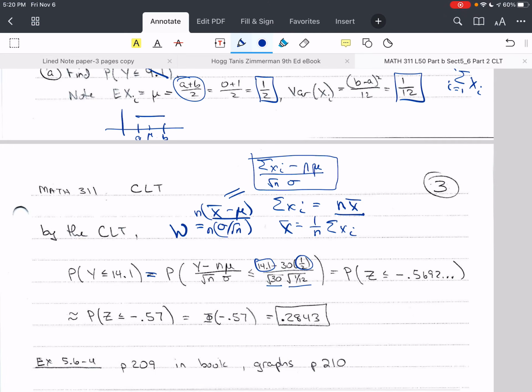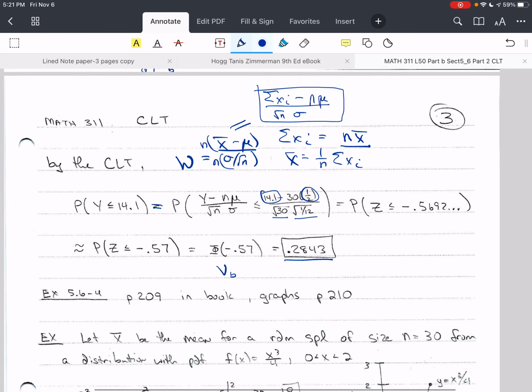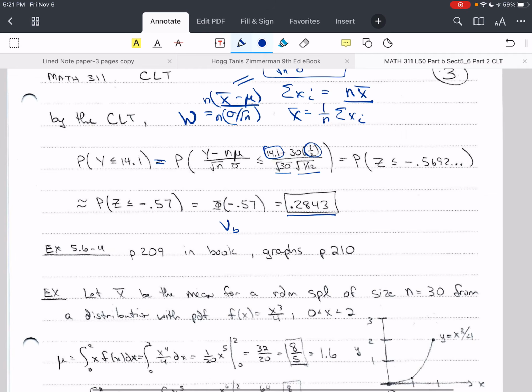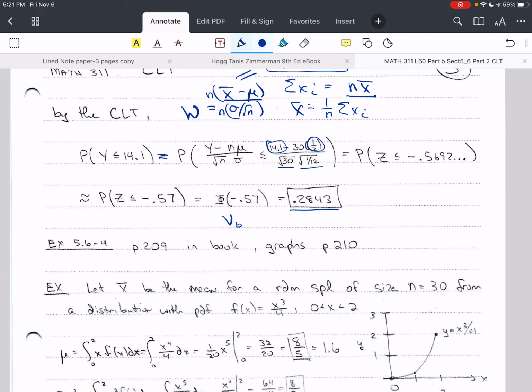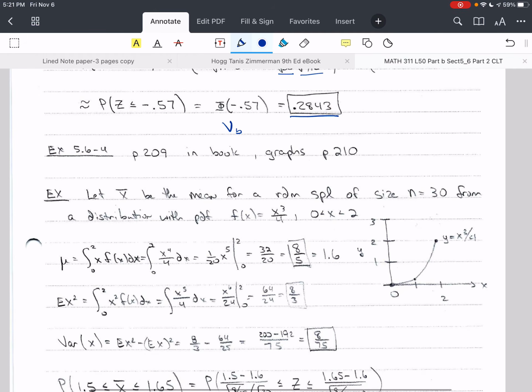And phi of 0.57 from table V B, where we look up the positive 0.57, is equal to 0.2843. I'm not going to the z-table because we've already gone over how to do that. So now we're going to look at page 209 in the book, and the graphs are on page 210 of the 10th edition. Now, I don't have an ebook of the 10th edition, I have the 9th edition, so we'll take a look at that in a minute.